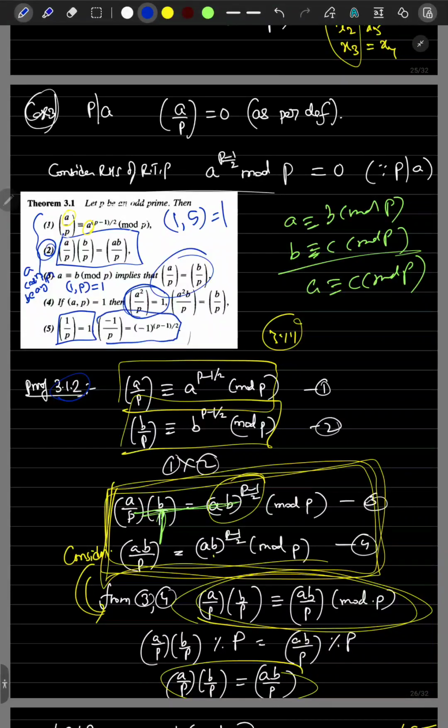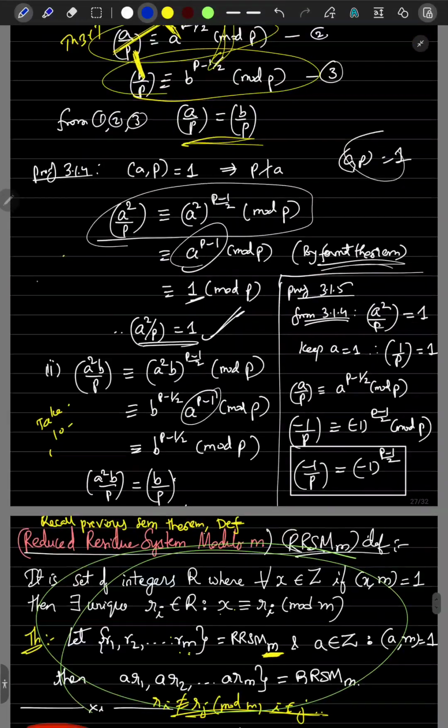For this thing you have to keep it again. See, I have written like this: A squared by P equals 1, A equals 1, and so finally A by P equals, in place of A I have kept minus 1. So minus 1 cancels here.